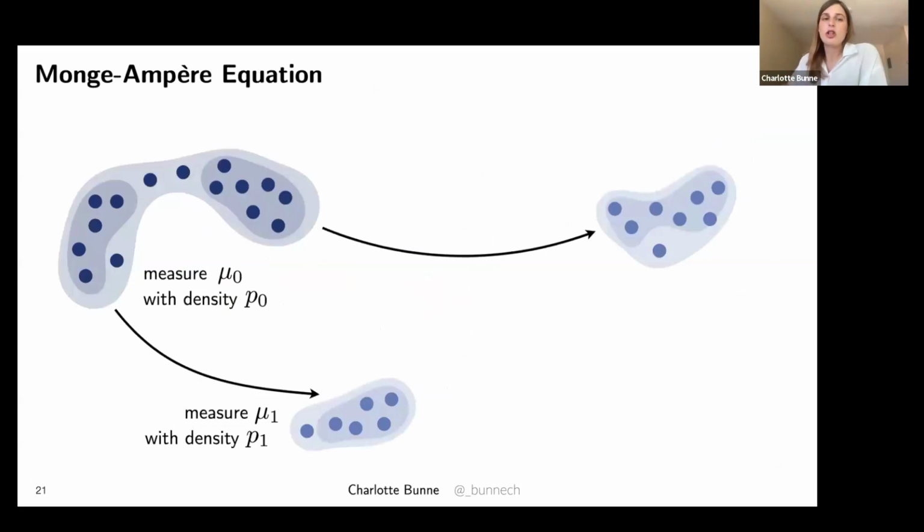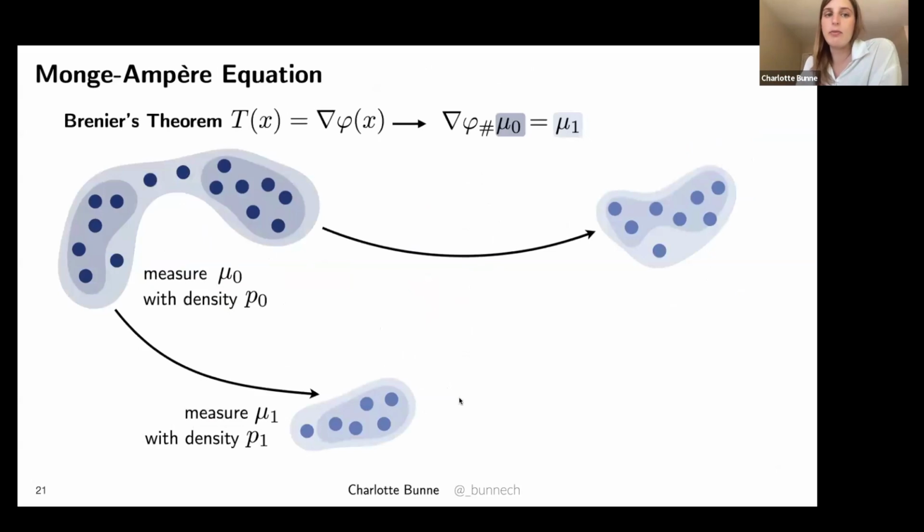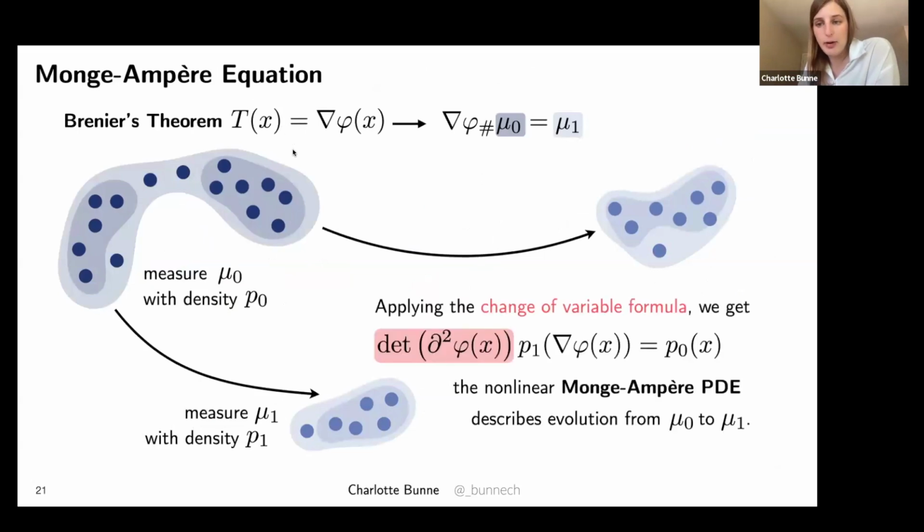Where do the dynamics come from? In fact, the Brenier theorem we explored on the slide before already gives the first intuition on how this can be a continuous time process. Because by applying a change of variable formula, we derive this Monge-Ampère partial differential equation that describes the continuous dynamics of my measure, or my distribution mu0 at time point 0, to a distribution mu1, before we called it nu, at time point 1. And so basically we follow along this convex potential.